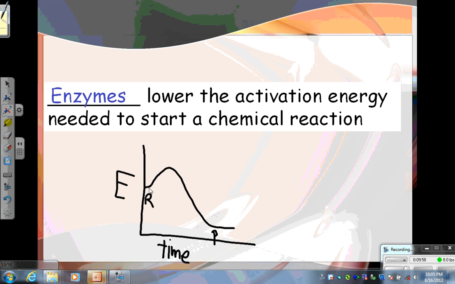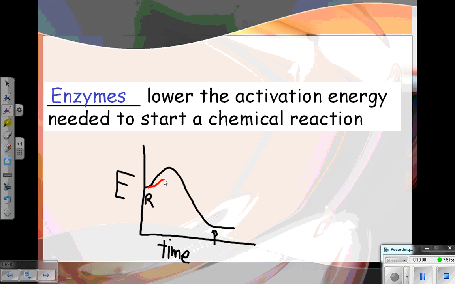So here's what an enzyme will do. The red is going to be the enzyme. Now your reactants and the products both still are at the same place, but the energy you needed right here to start the reaction is less. So maybe instead of 2 ATP, it's 1 ATP or something.